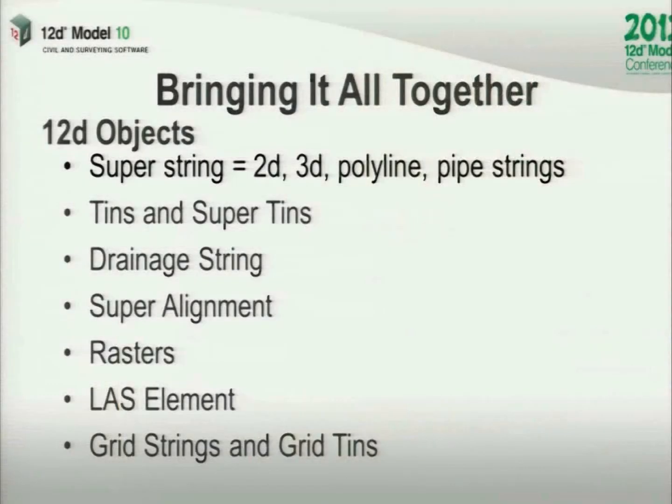We also have in our data structures all these objects inside 12D, which you're probably all familiar with over time: the superstring, which covers 2D, 3D, polyline, pipes. We've got tins and super tins. Very few people have a thing like a super tin, which allows you to bring all your tins together easily without having to do lots of hard work. The drainage string, which looks after a whole drainage network. Again, just does all and consolidates it. The super alignment, that has just grown massively, and as you know with the computators and all the rest, it's amazing what you can do with a super alignment and do all your jobs. It just brings, again, all those areas together.